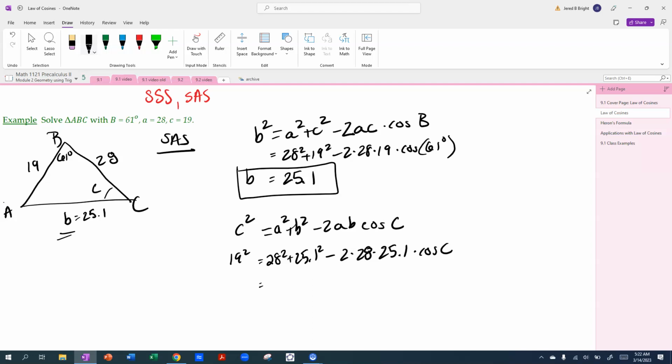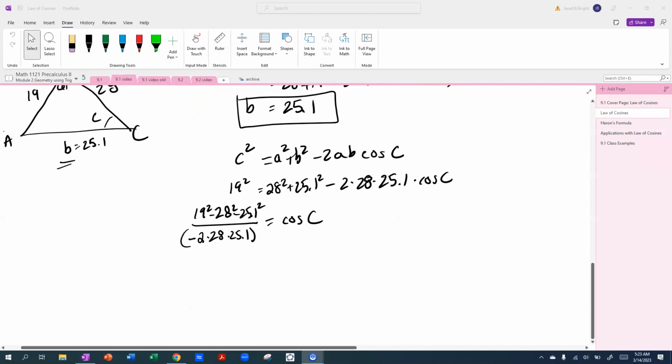Okay, so now in terms of the arithmetic, what you're going to have to do is 19 squared minus 28 squared. Okay, move the 28 squared over, move the 25.1 squared over, and then remember the negative 2 times 28 times 25.1, that's all being multiplied, so we need to undo that by division. So subtract 2, and then this is all in parentheses in the denominator, times 28 times 25.1. I encourage you to punch this in your own calculator and confirm that you get what I am going to get.